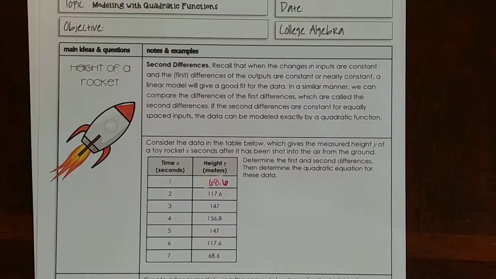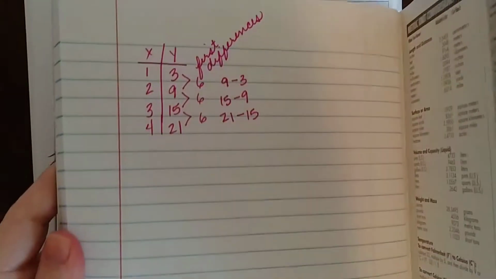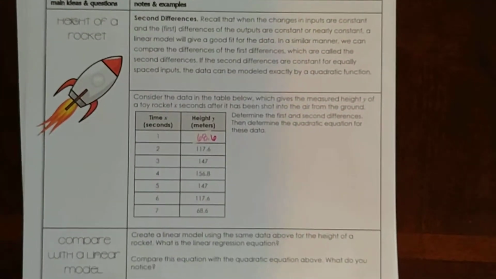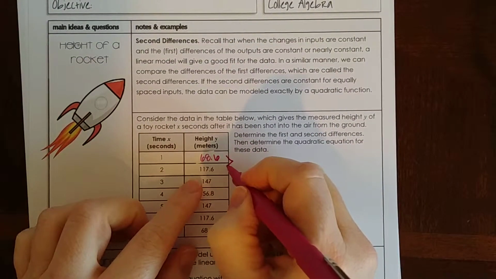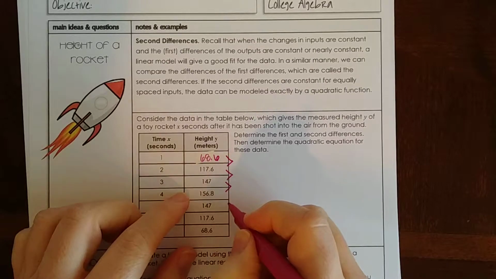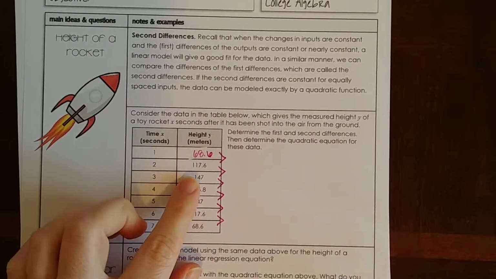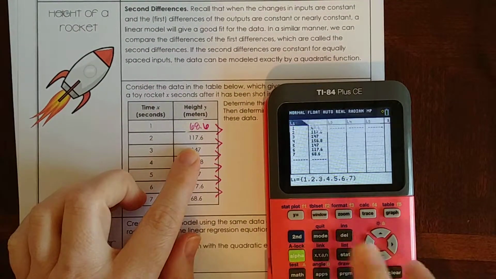For a quadratic function, my first differences for the linear function were constant. In a quadratic function, the second differences will be constant. Okay, so let's calculate the first differences of this rocket equation.